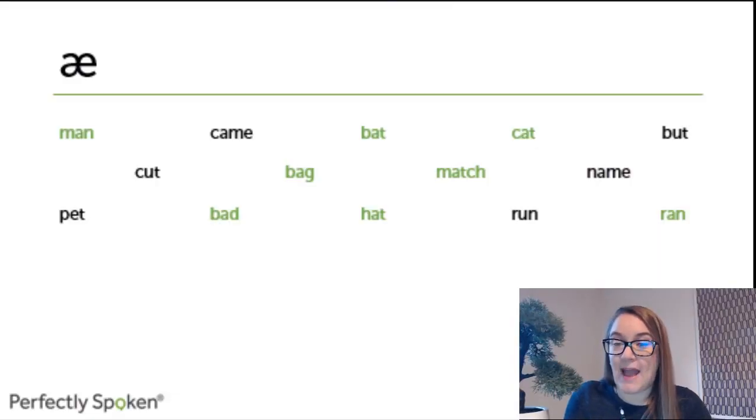Okay, how did you do? Well, let's find out if you identified the right words. Man, bat, cat, bag, match, bad, hat, and ran. These all have the ah sound. So again, really important to listen, not to look at the spelling.